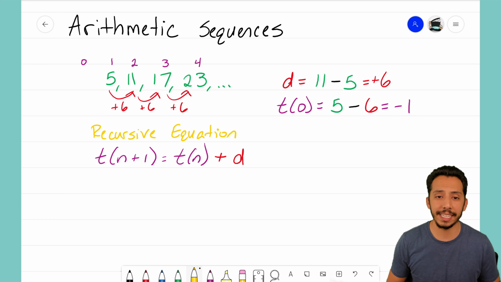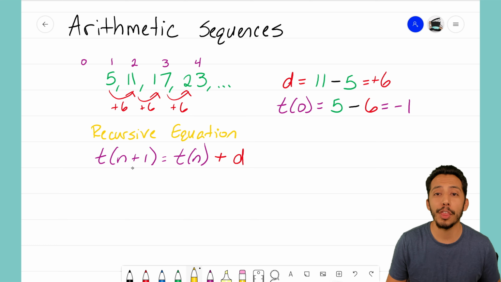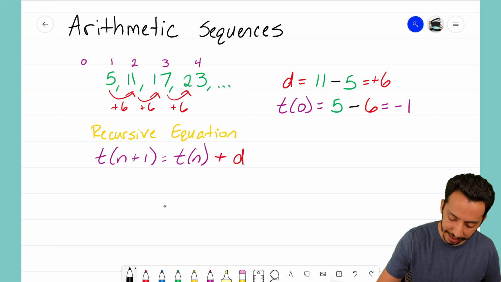Understand that what this is saying is, if I'm looking at the second term, let's say I'm looking at n equals 2. If I take that second term, I add our common difference, I will get our third term. Let me explain that out to you. Let's look at it. I'm going to take this equation here.